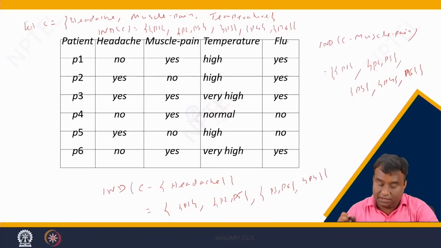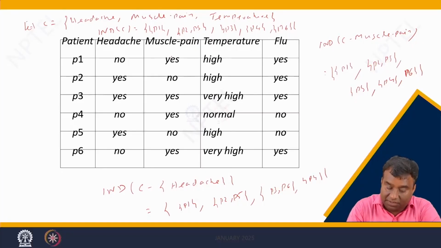Similarly, you find the indiscernibility relation of C minus muscle pain. If you drop the muscle pain here, it is no high, so P1, and yes high, yes high, P2, P5, and P3, P4, P6 are different. So these two are equal. So you can say that muscle pain is dispensable.